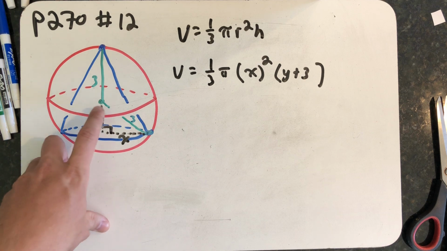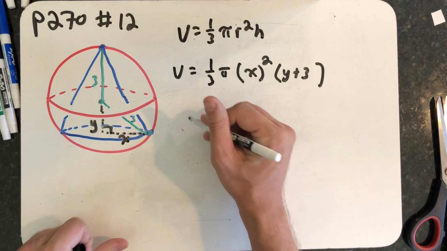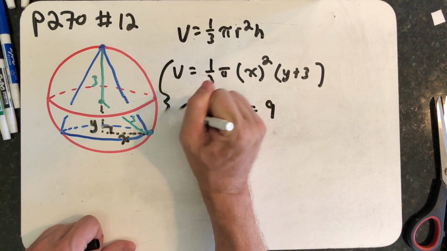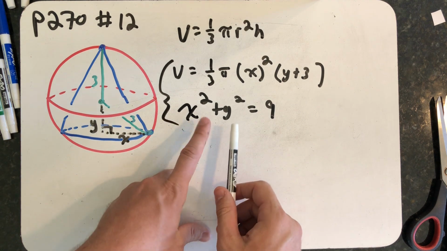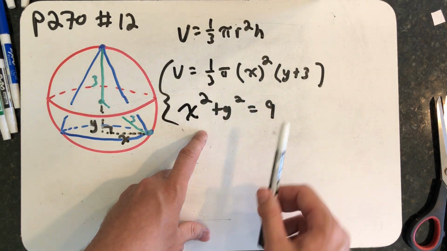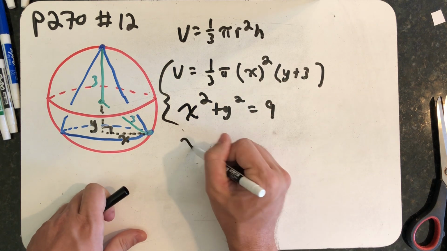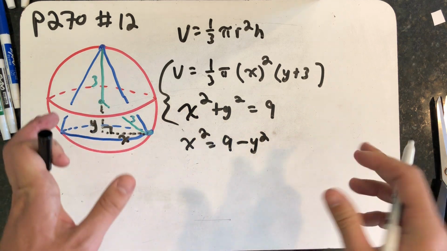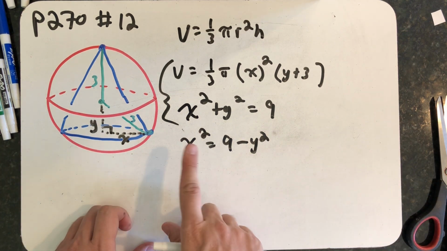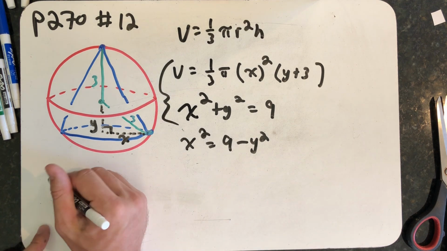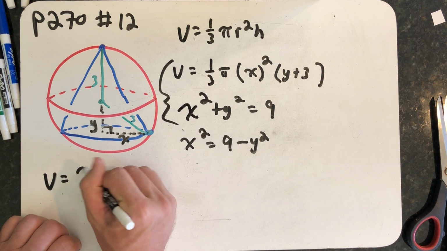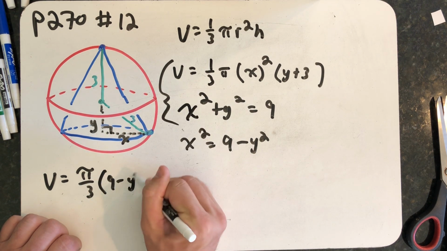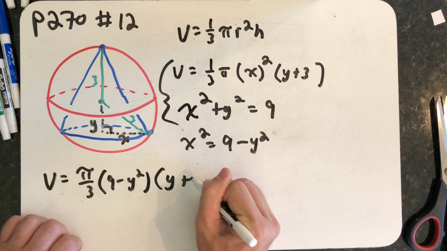Okay, so what I notice right away is that here I see a right triangle. So x squared plus y squared has to be equal to 9. And there's my pair of equations. So what I want to do now is use this equation to get rid of one of the variables in this one. And so since an x squared appears in the volume equation, I'm going to get x squared by itself. And then I don't have to take a square root. I won't have to worry about a plus or minus. And I'll just replace the x squared with the quantity 9 minus y squared. So the volume is pi divided by 3 times 9 minus y squared times y plus 3.